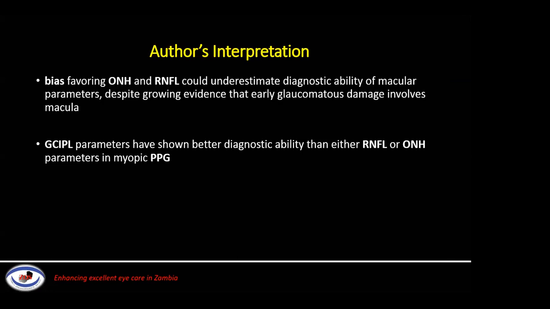As we know, the standard definition of glaucoma is based primarily on the optic nerve as well as the optic nerve fiber layer. So there's a bias favoring the optic nerve head and the retinal nerve fiber layer, which would underestimate the diagnostic ability of macular parameters, despite the fact that glaucoma damage involves the macula. Then the ganglion cell parameters have shown a better diagnostic ability than the retinal nerve fiber layer and also the optic nerve head parameters in the myopic PPG group.